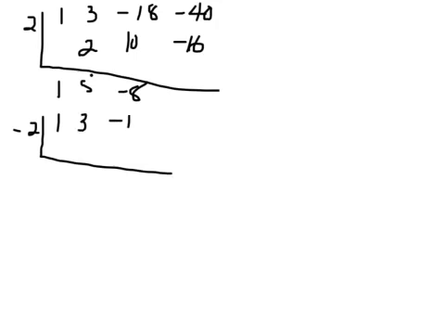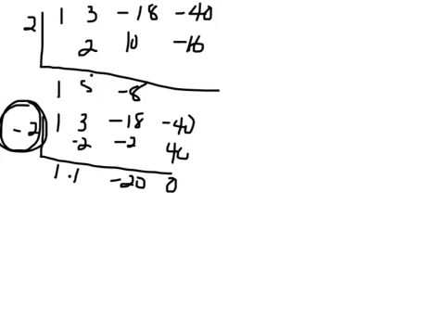Got to write those coefficients again. Negative 2 times 1 is negative 2. 3 plus negative 2 is 1. Negative 2 times 1 is negative 2. Negative 18, negative 2 is negative 20. Oh, look at this. Negative 2 times negative 20 is 40. Negative 40 and 40 is 0. Yay! I found a factor.